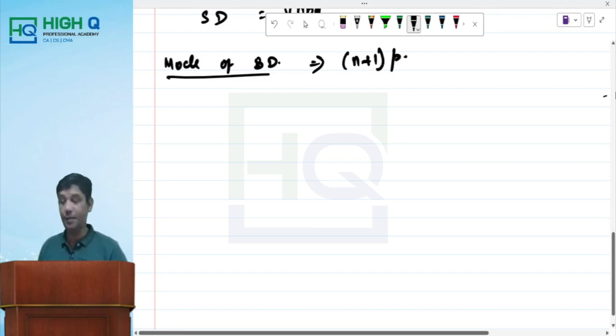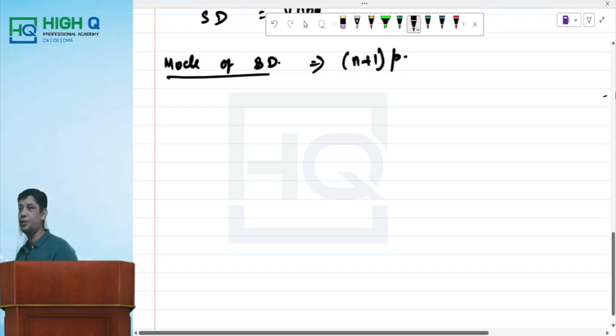Okay, let it be. So now, the mode of a binomial distribution is what? (N plus 1) into P. What is N? What is P? What is N? What is P? What is N? What is P? Okay. Now, remember this, my dear.